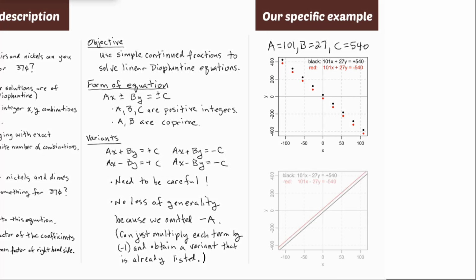Here are lines for the other two variants, the ones based on 101x minus 27y. Once again, the black one is for when the right-hand side is positive, and the red one is for when it's negative. Since we're just looking for integers, we'll show the dots and remove the line. Again, in upcoming videos we'll use simple continued fractions to find the integer solutions to the equations, some of which are shown on this graph. This covers all the variants. These two are here, and these two are here.